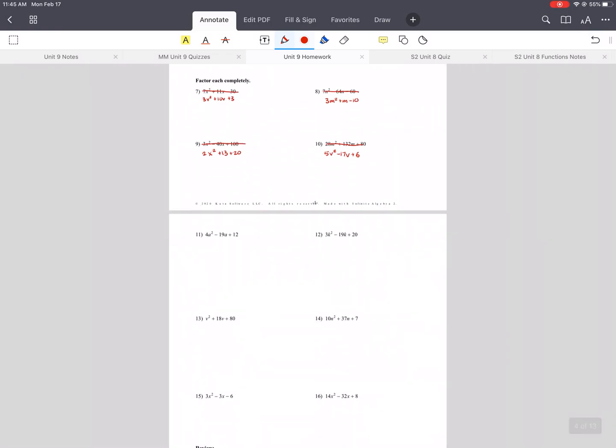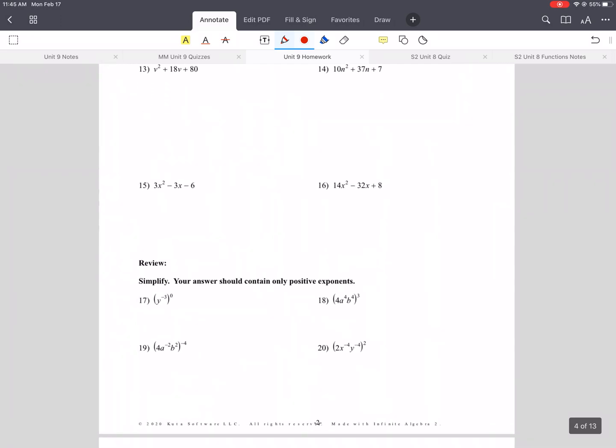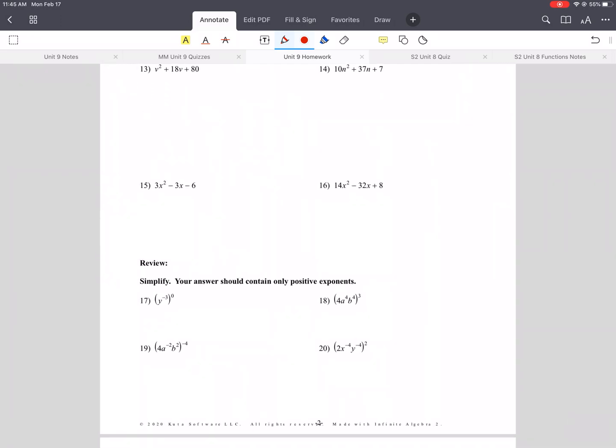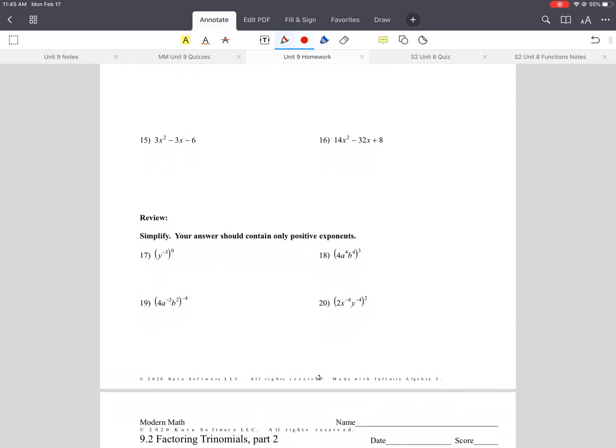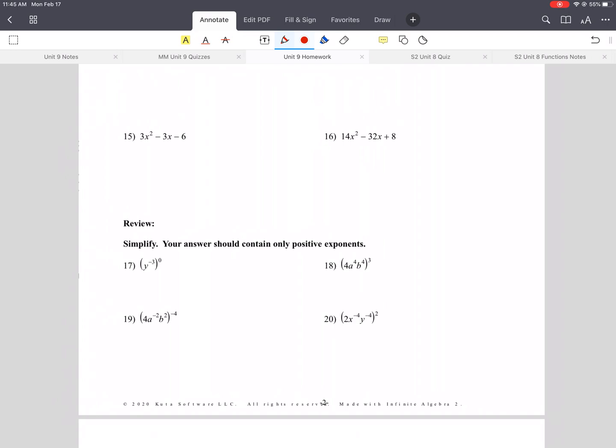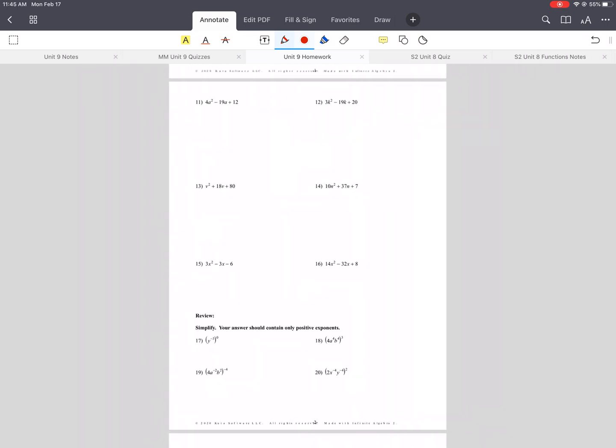And then we have like 12 examples of factoring by grouping. And we have a quick review with exponent rules, okay? But most importantly, everything above there is probably the most important stuff that we're covering, okay?